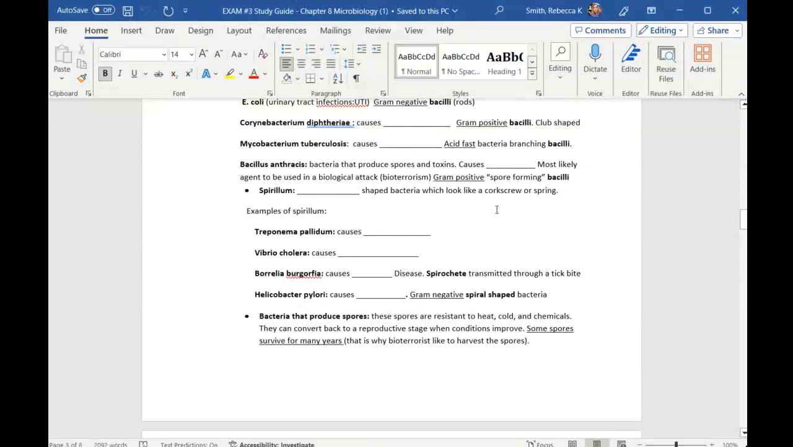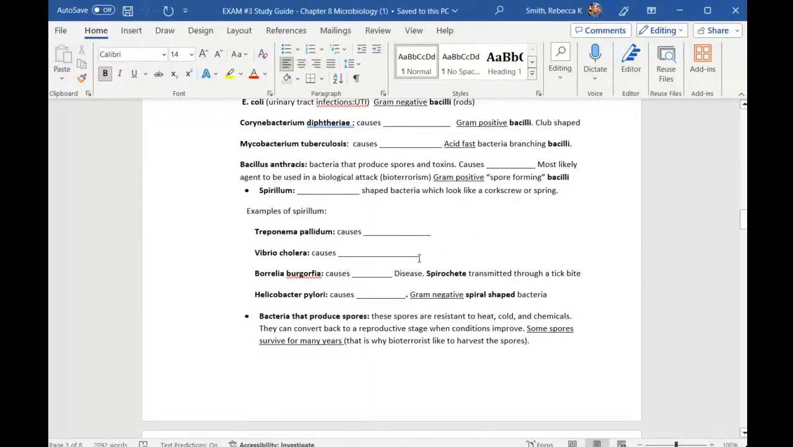Spirillum are spiral-shaped bacteria. These ones here you have to know. What does Treponema pallidum cause? Syphilis. Treponema pallidum makes you dumb, because there's primary syphilis on your chancre, secondary on your hands, and tertiary is in your brain. Makes you crazy, makes you dumb.